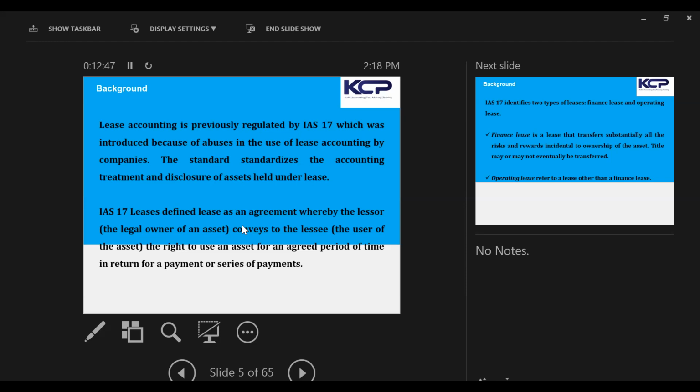So technically, there was not much difference between what we used to have with IAS, but with IFRS, there were lots of differences, right? So lease accounting was previously regulated by IAS. So I assume that we are jettisoning the NAPS standard, right? Which was introduced because of abuse in the use of lease accounting by companies. What do I mean?